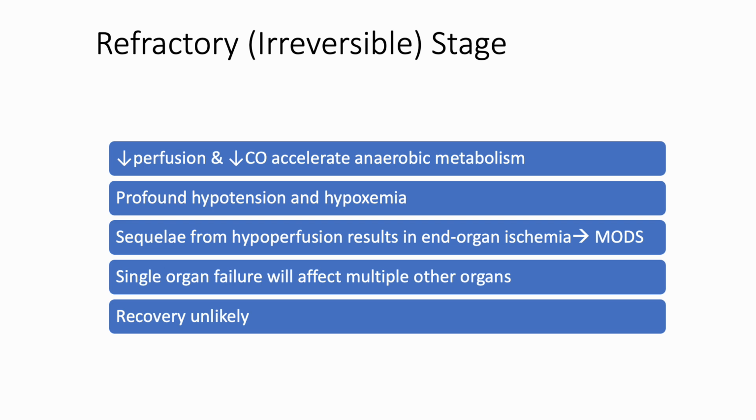The single organ failure begins to affect other organs, leading to a cascading failure of multiple systems. Recovery is unlikely at this stage, even with aggressive interventions. This stage marks the point where damage is irreversible and survival chances are minimal.